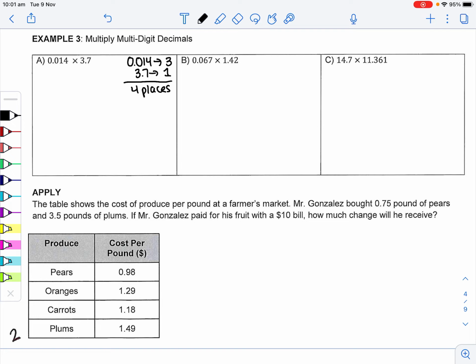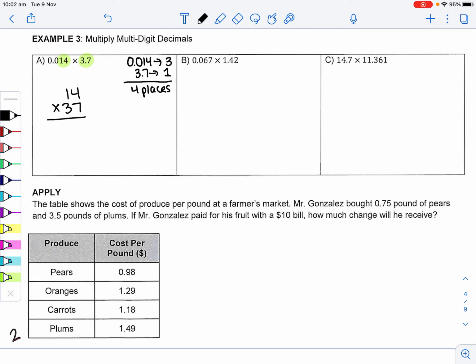So now I'm actually going to do the multiplication. And I am going to multiply those numbers as if the decimals don't exist. So I'm going to multiply 14 times 37. The order of multiplication does not matter, so if you prefer the larger number on top, that is completely up to you. So I'm going to do my multi-digit multiplication.